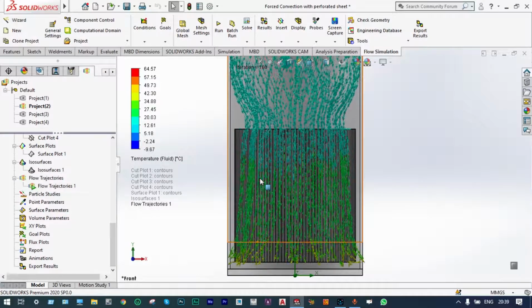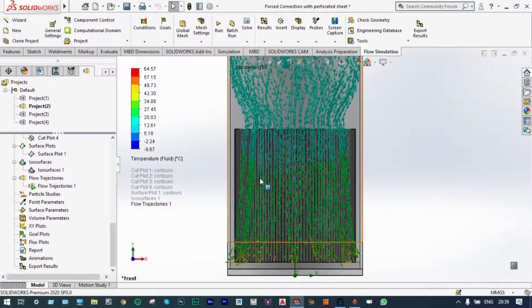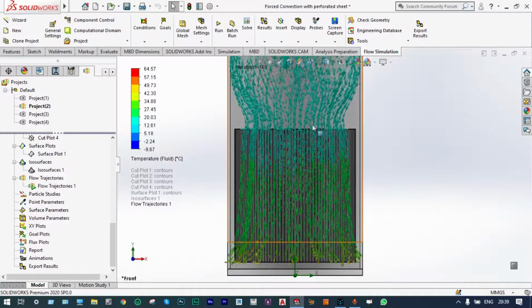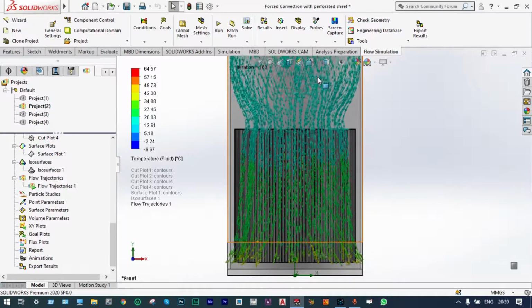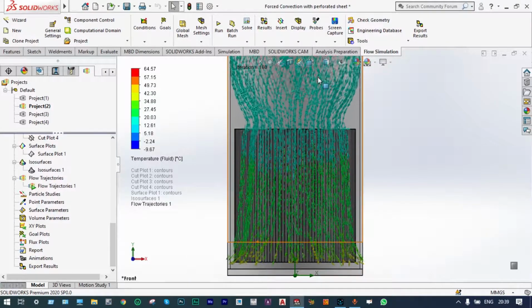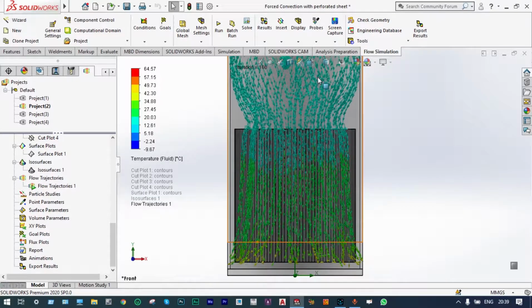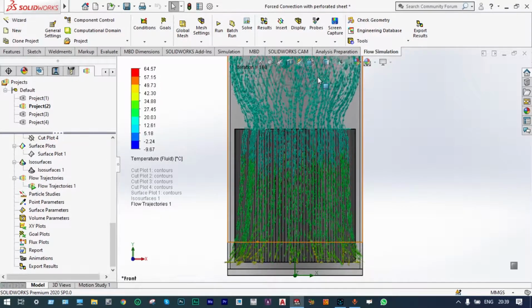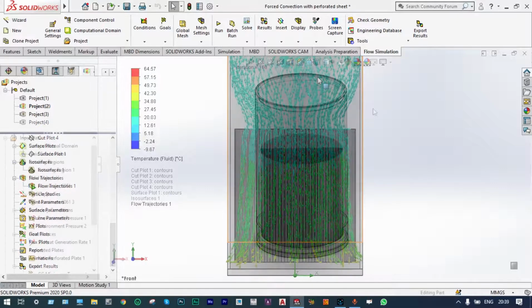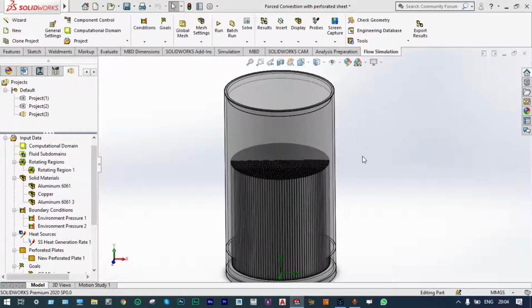Let's get started. Hello viewers, today I'll show a simple example of forced flow convective heat transfer through perforated plates using SolidWorks Flow Simulation. Initially we'll perform one CFD analysis. Next to that we'll go for parametric study and optimization. This is our model. For understanding the model, let us cut this one from the front plane.